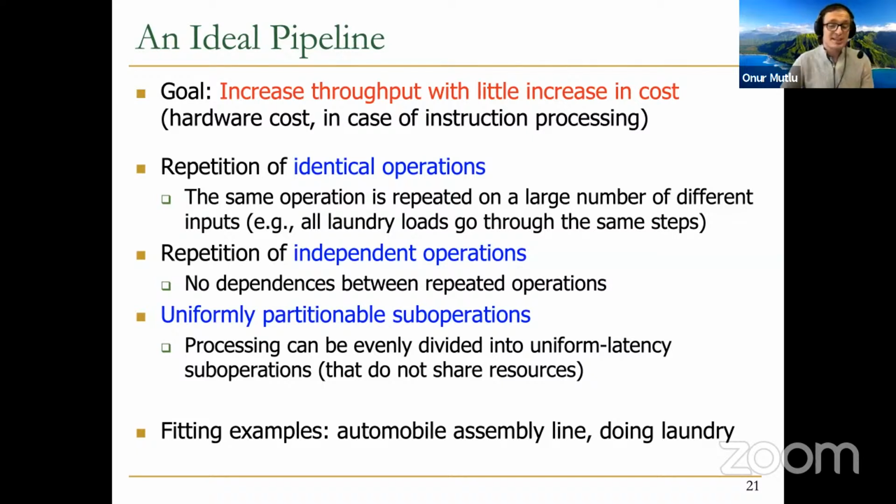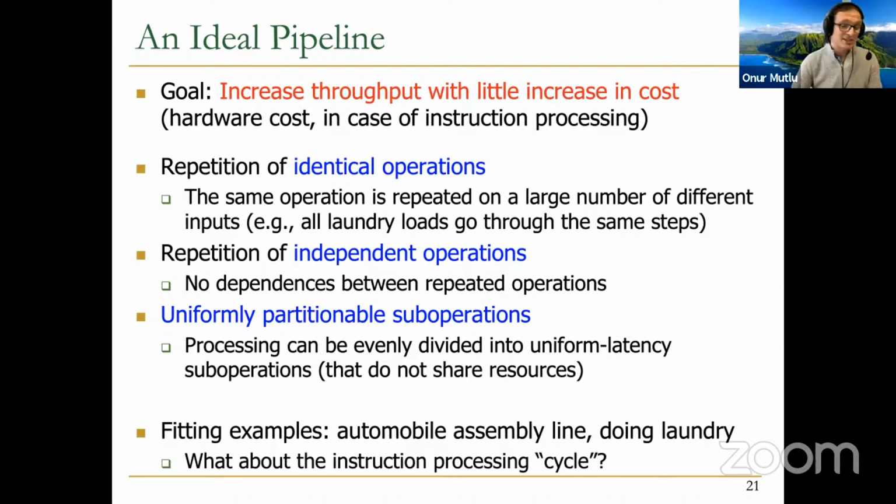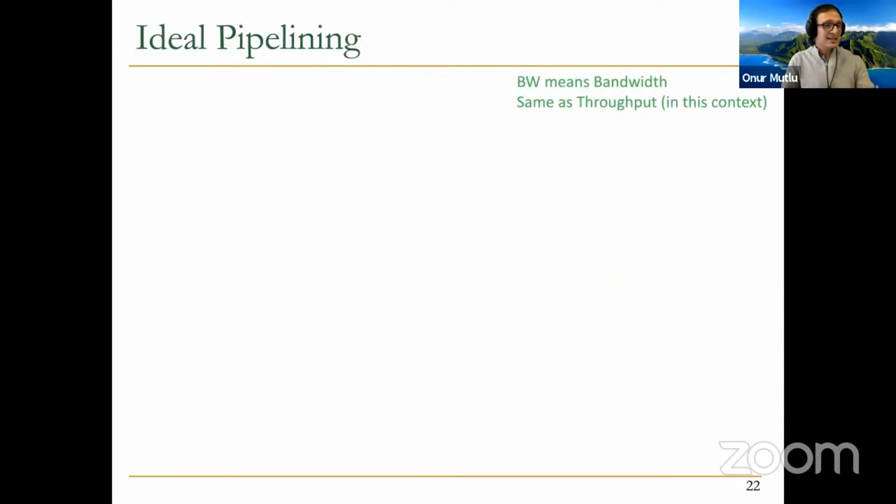So basically, an automobile assembly line or doing laundry are actually quite close to ideal pipelines. You may actually find some parts may not be perfectly ideal, but they're much more ideal compared to an instruction pipeline. And we will see the instruction pipeline in a little bit. Okay, what about the instruction processing cycle? Let's take a look at this ideal pipelining a little bit more before we go into the instruction processing cycle in more detail. So I'm going to examine this ideal pipeline, but again, from an instruction perspective, not necessarily a laundry perspective. So we're going to look at some computer terminology. Bandwidth means the same as throughput in this context.